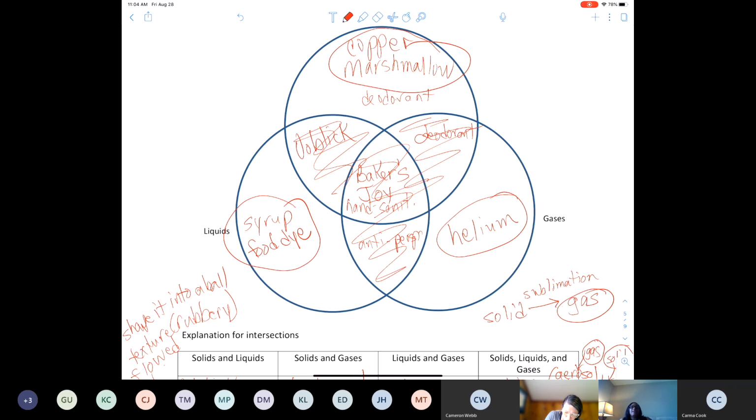If, like with the hand sanitizer, you've got lots of alcohol in hand sanitizer, and alcohols evaporate very quickly. So it didn't take very long for you to notice the hand sanitizer disappearing or the Baker's Joy disappearing, because they have more volatile components in them than deodorant has. So that's why it'll take longer for you to notice the deodorant evaporating versus some of the others that fall into that gas intersection component. Okay, so that's why with the deodorant, I'll accept either solid only or solid gas.